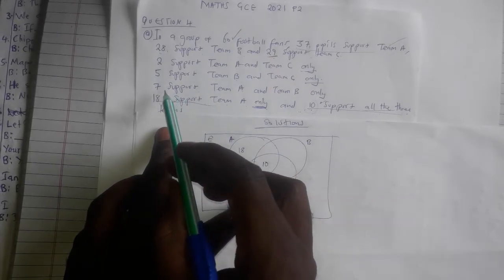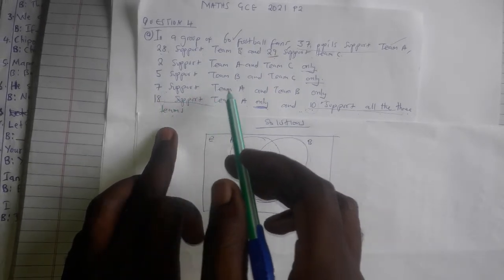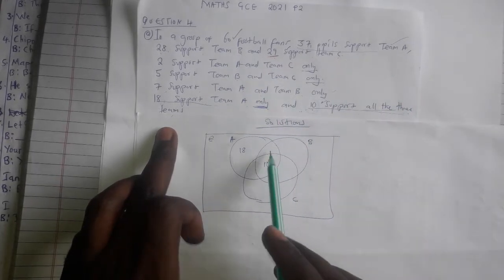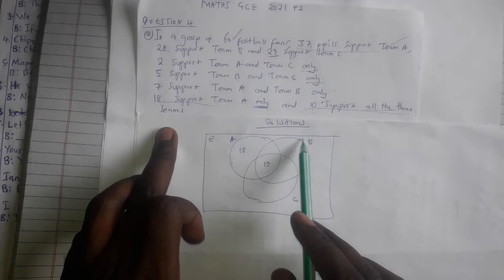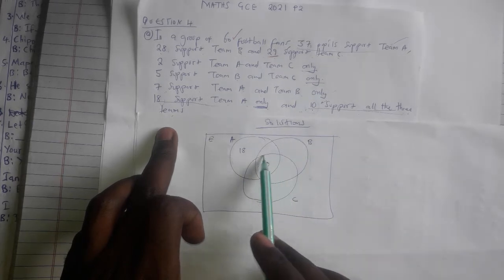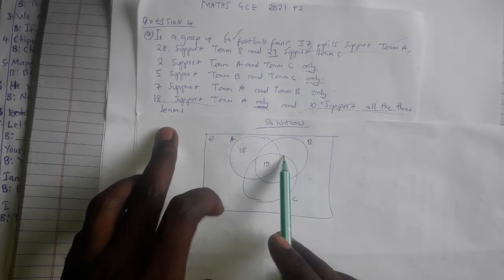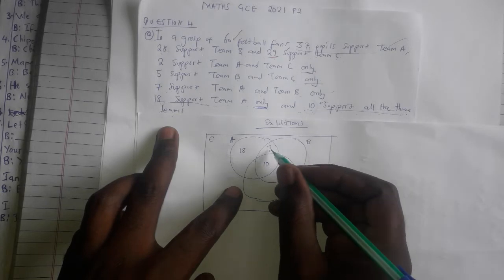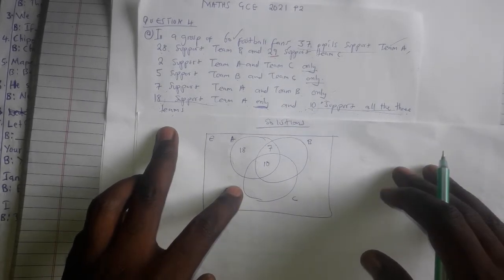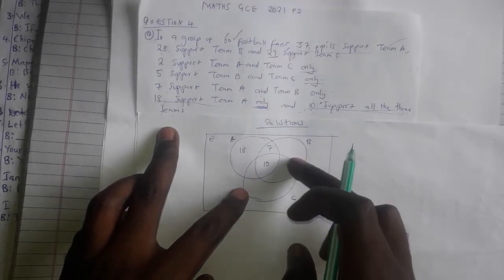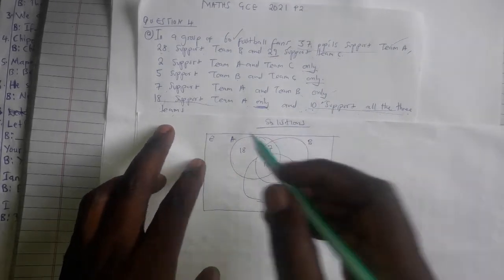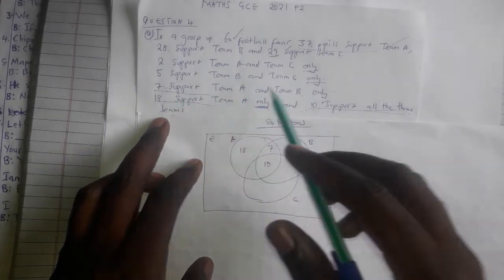Going up, we have this statement saying 7 support team A and team B only. So the 7 are part of team A as well as part of team B. They are not part of team C. So where are we going to put these 7 fans? They are supposed to be in that space. They are not part of team C, but they are part of A and part of B. So that statement is done.